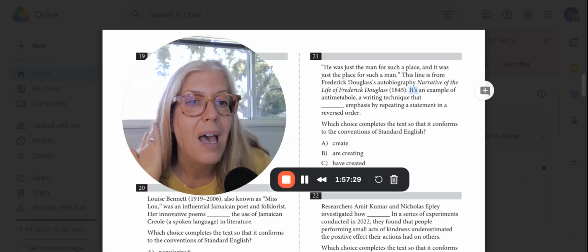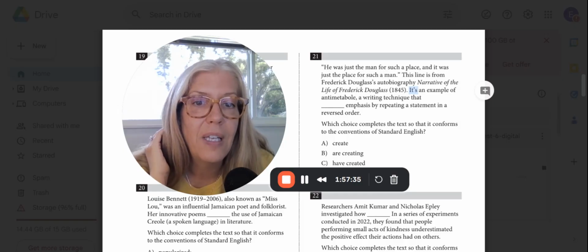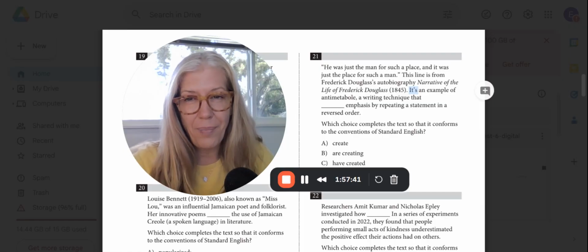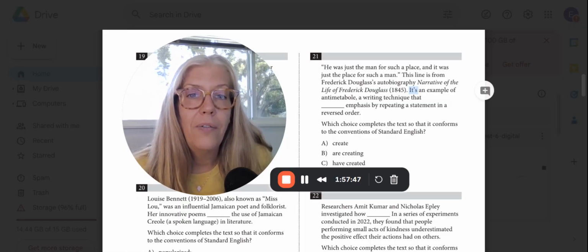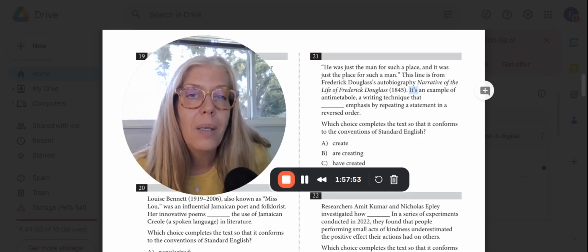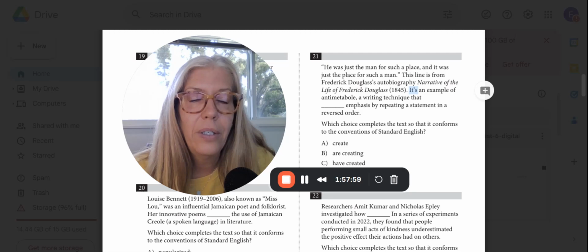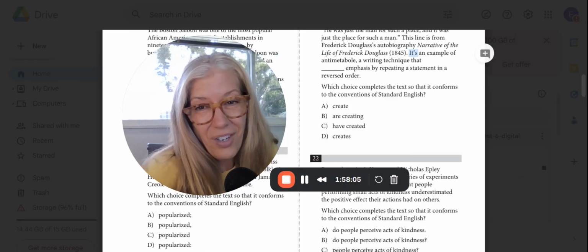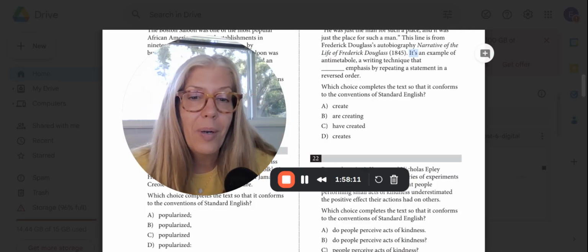So it is an example of antimetabole, a writing technique that emphasizes something by repeating a statement in the reverse order. I just yapped so much, I forgot what we were doing. Okay. It's an example, it, singular, of antimetabole. Singular, one type. So let's just take it. It create? No. It are creating? No. It have created? No. It creates? Yes. Sometimes changing everything to a pronoun helps a lot for subject-verb agreement.